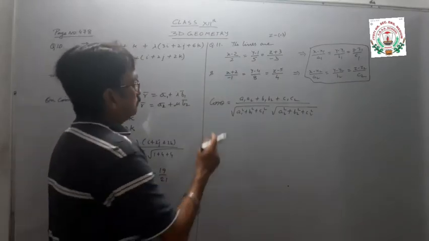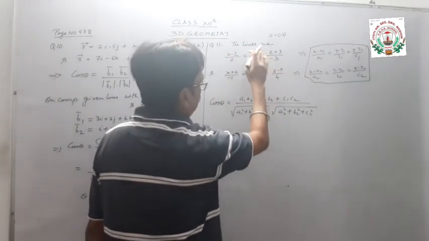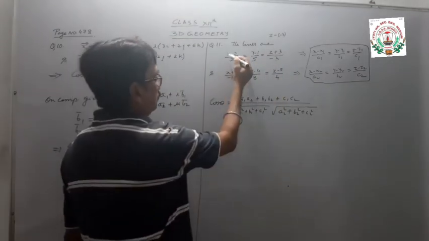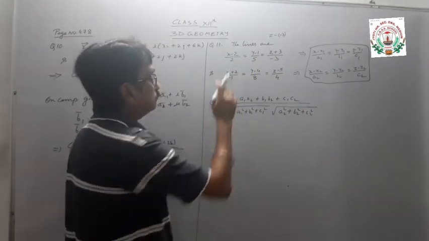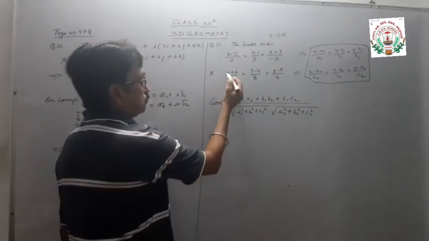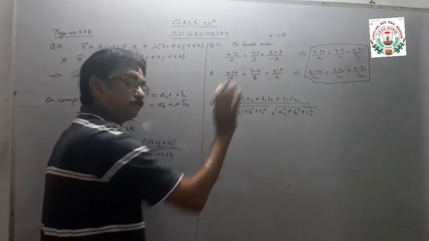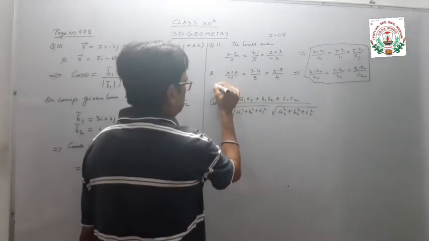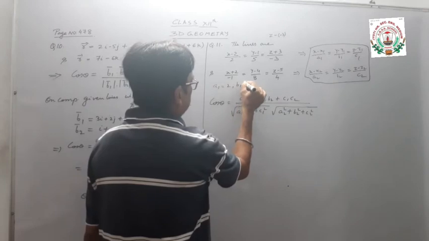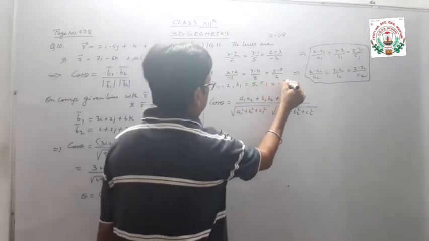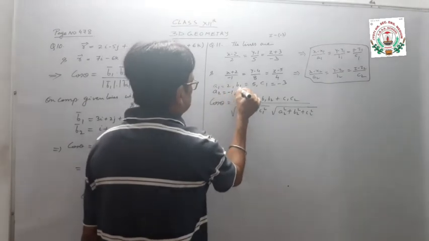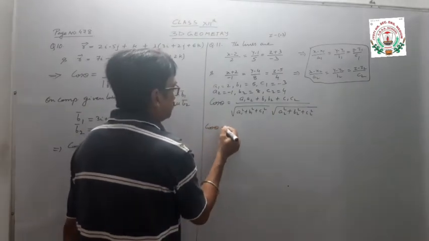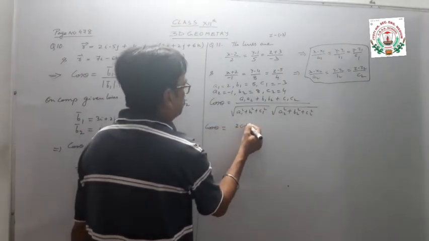So (x − 2)/2 correct, (y − 1)/5 correct, (z + 3)/(−3) it is correct. x y z पहले है, passing point afterwards. Here also x y z पहले है, passing point afterwards. So a1 की वैल्यू यहाँ पे क्या हो जाएगी 2, b1 की वैल्यू 5, c1 की वैल्यू −3, a2 की वैल्यू −1, b2 की वैल्यू 8, c2 की वैल्यू 4.